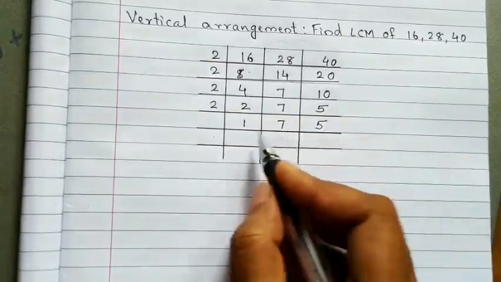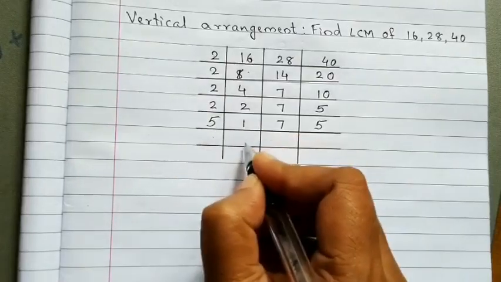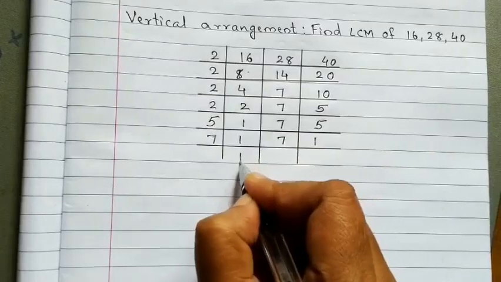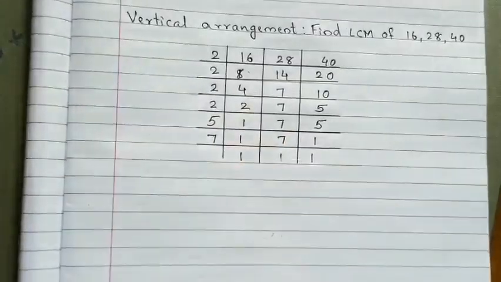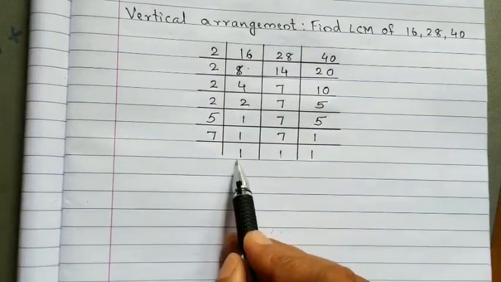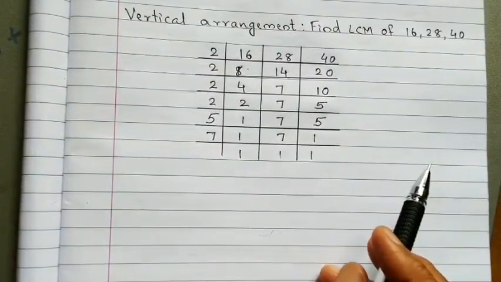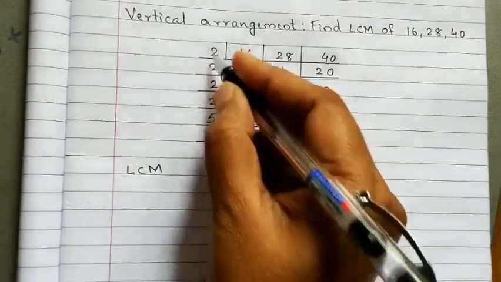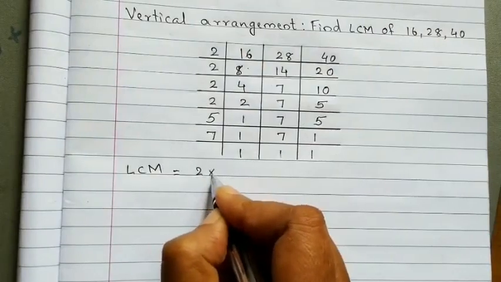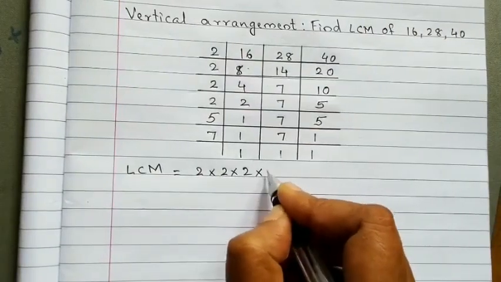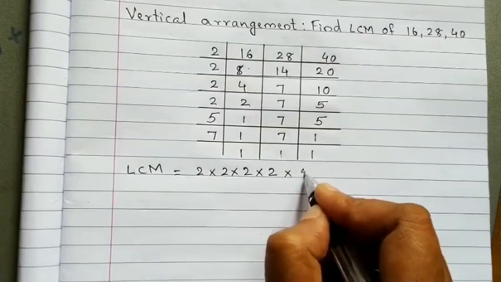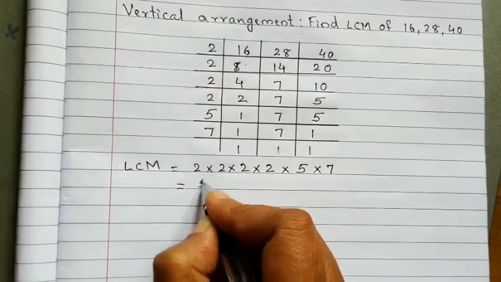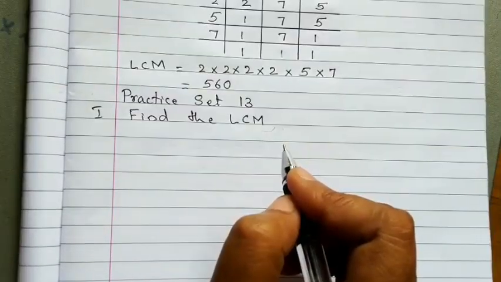Now the next smallest prime number is 7. So 7, 1, 1. Now divide by 7, 1, 1, 1. You continue the division till you get 1 as the remainder. Now your LCM will be the product of all this. 2 multiplied by 2 multiplied by 2 multiplied by 2 multiplied by 5 multiplied by 7. The answer is 560.